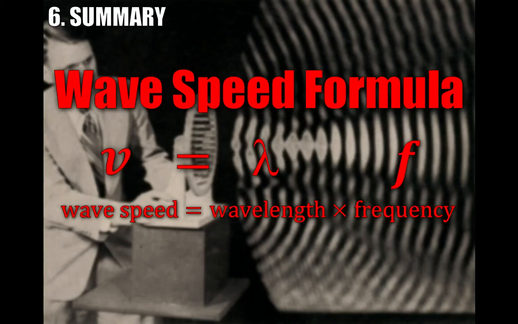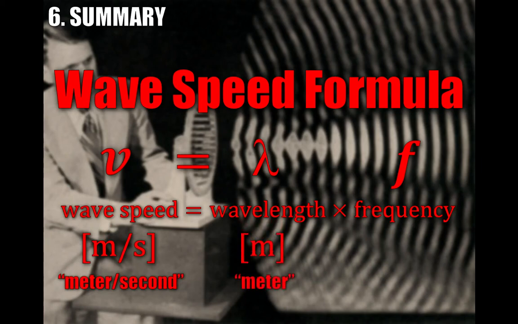All we need now is to remember the units of each of these quantities. The units of wave speed are meters per second. The unit of wavelength is meter. And the unit of frequency is hertz.